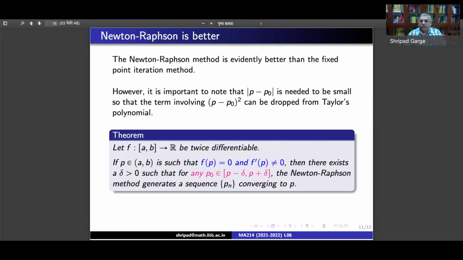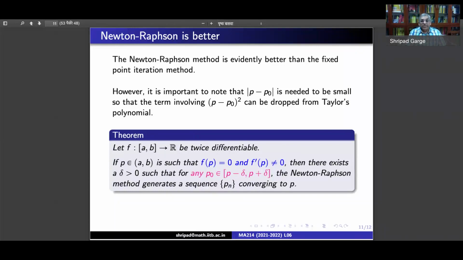And once again, the proof of this theorem is not really difficult, but I will not be doing this proof. You can look at this proof in many numerical analysis books, and we will not be asking these kinds of proofs in the exam also. But it's important to know the statements. It is important to understand the statements completely.